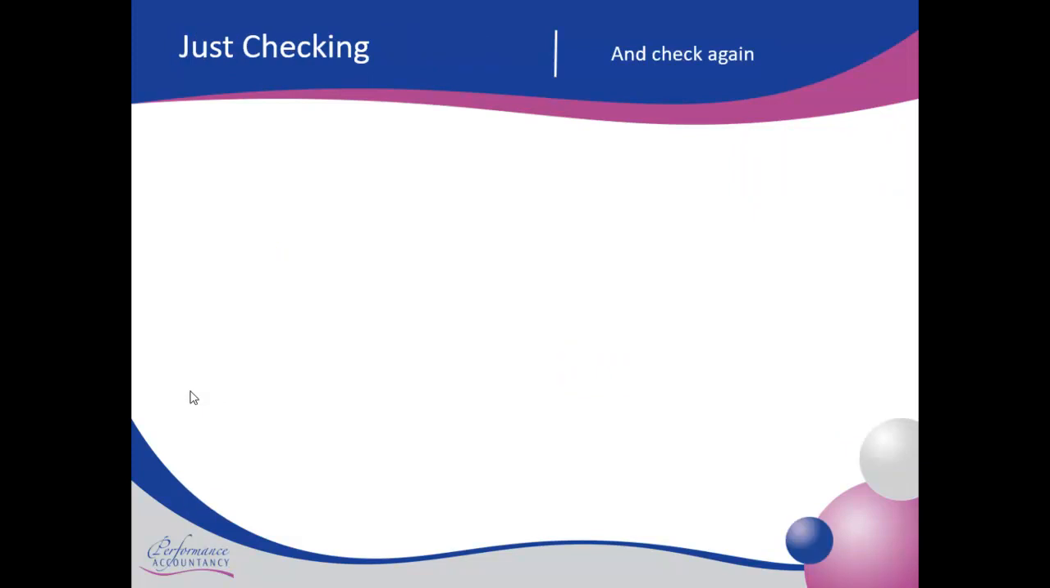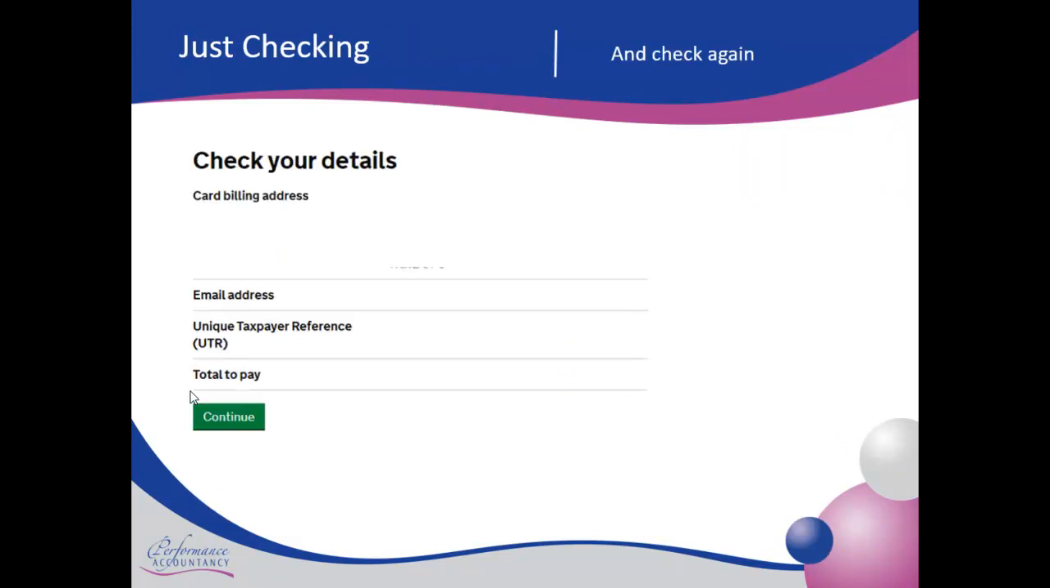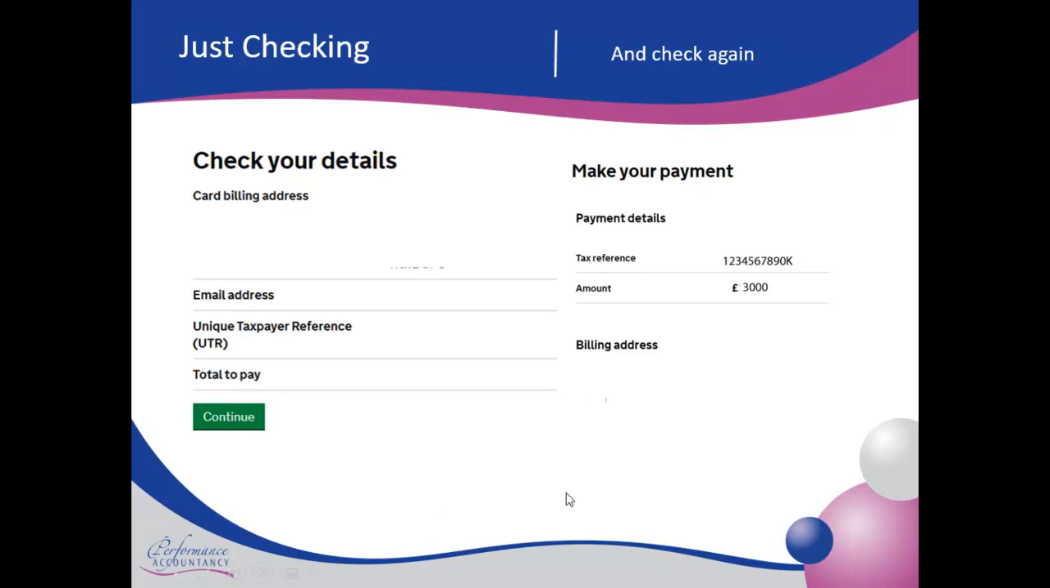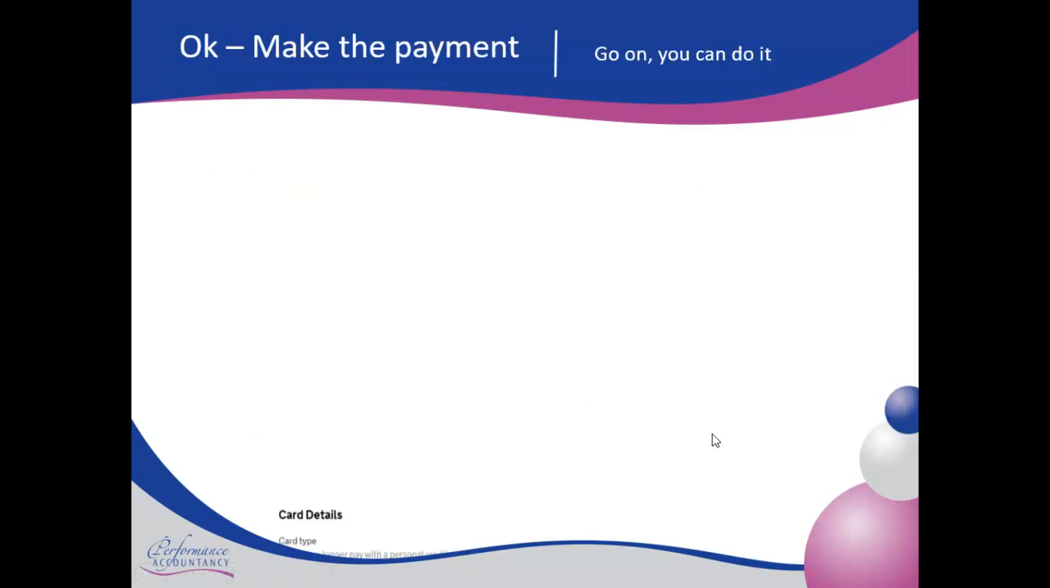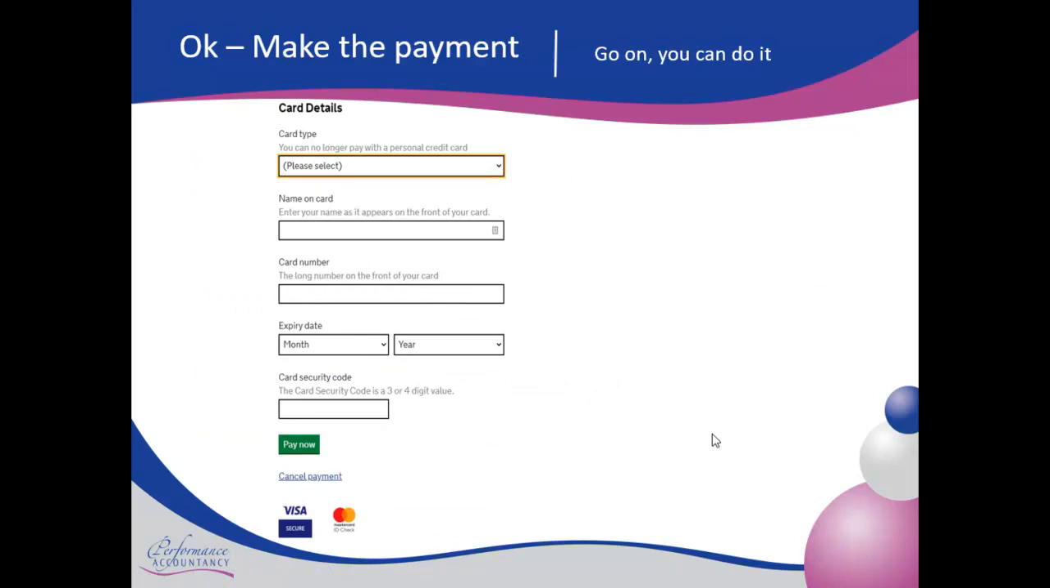So it allows you to check your details. Obviously, again, I have removed it because protecting the innocent, that's me. And it will tell me the tax reference I'm paying against and the amount I am paying. The billing address will be there, but obviously I've taken it out. So that's not quite it. You do have to enter your card details. So these are now entering your debit card details.